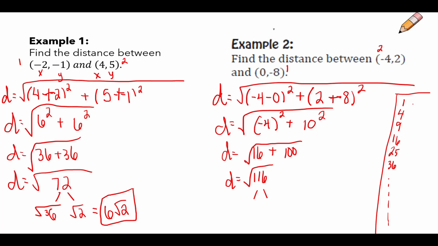You have to figure out if any of these perfect square numbers go into or factor into 116. And we do have one. We have 4 and 29. We can break down the square root of 4 into 2. We can't break down the square root of 29 any further. So that would be our final answer for number 2.